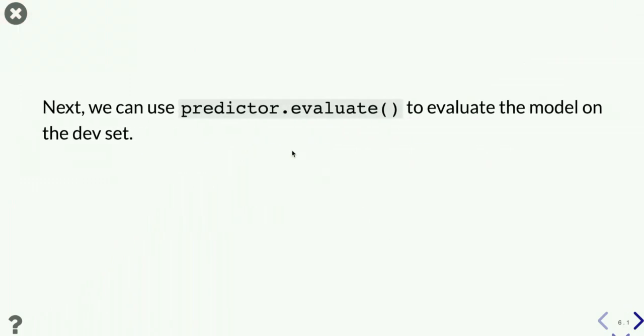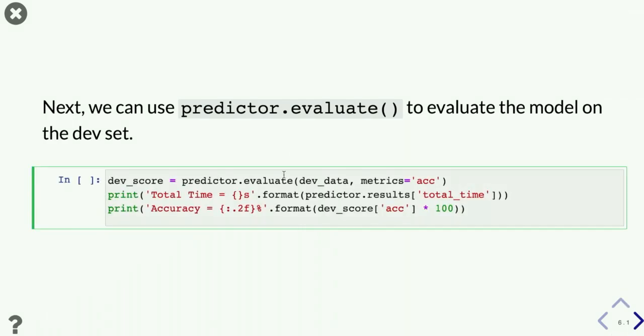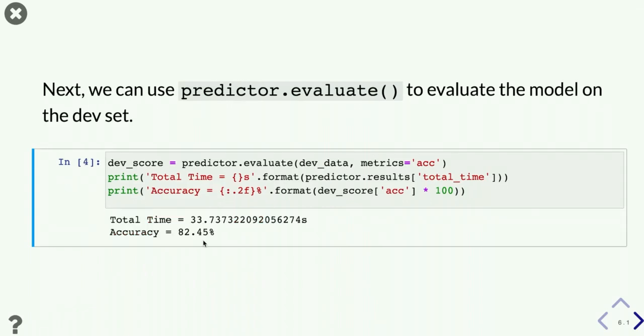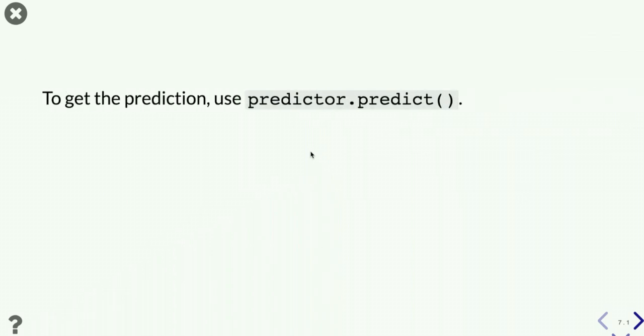Next, we can use predictor.evaluate to evaluate the model on the dev set. Here we just call predictor.evaluate with the dev data and metric equal to accuracy. And then we can see for our trained model, the final dev accuracy is 82.45%. Okay, and then we can get the prediction using predictor.predict.